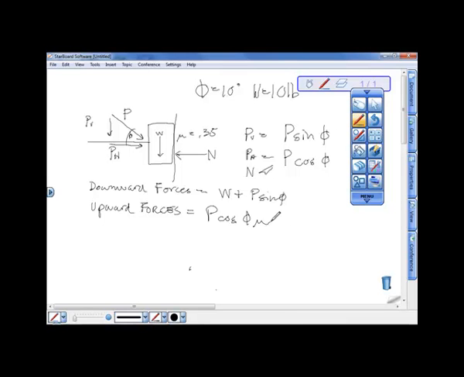So all that's left to realize, for the block not to slide down the wall, is that the frictional force must equal W plus PV. If we substitute the values from the previous step, W plus PV, the frictional force must be equal to that. F prime equals that. So we substitute the values from the previous step, and you get P cosine theta times 0.35, which comes from the upward forces.